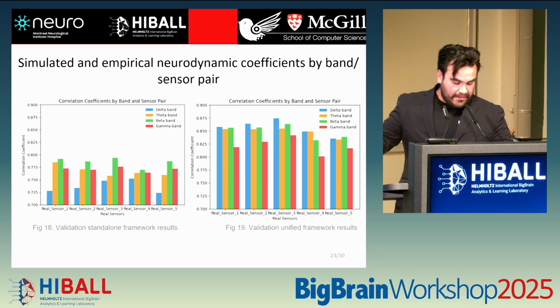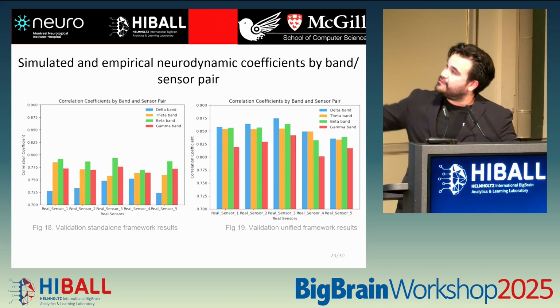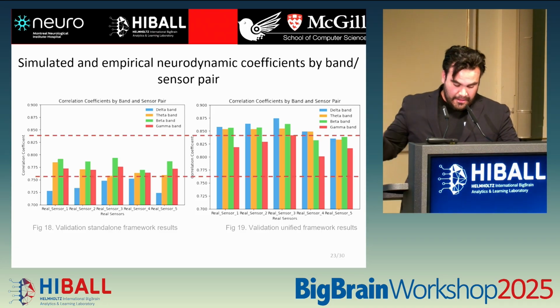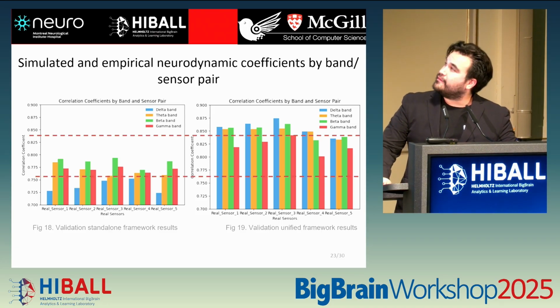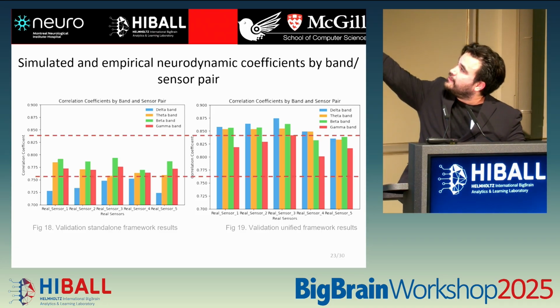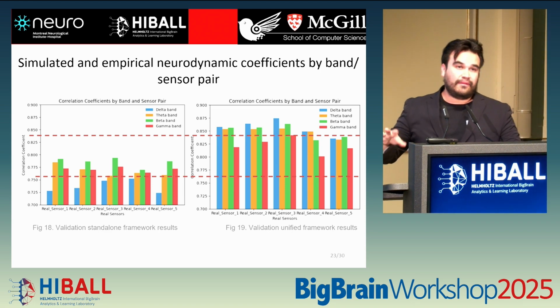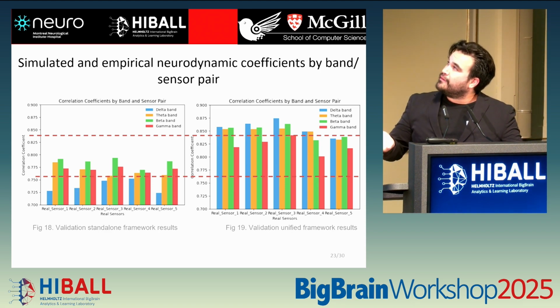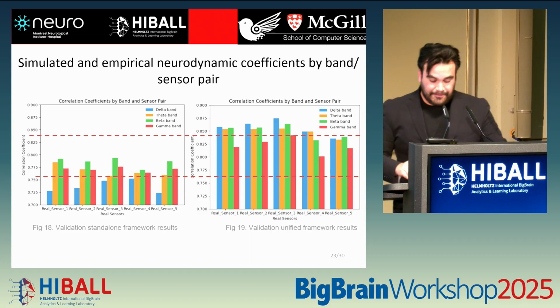We can see the validation standalone framework results. Again, this is the quantitative validation, and for the validation unified framework results, we can see a difference of around 10% more correlation between the empirical and the simulated data.